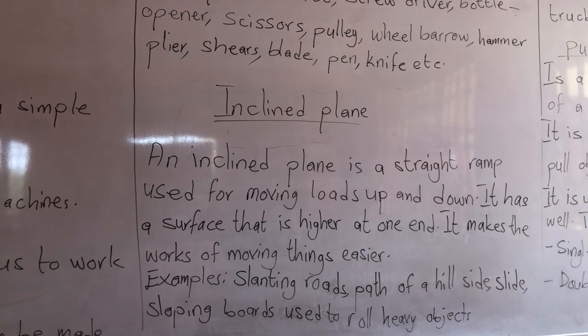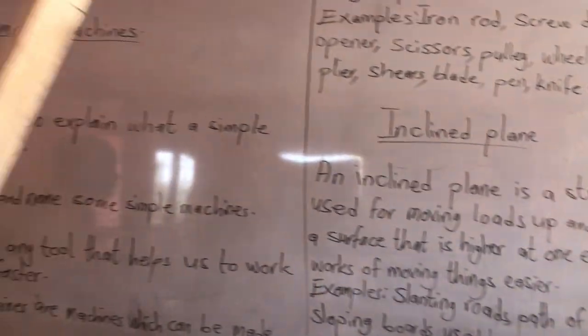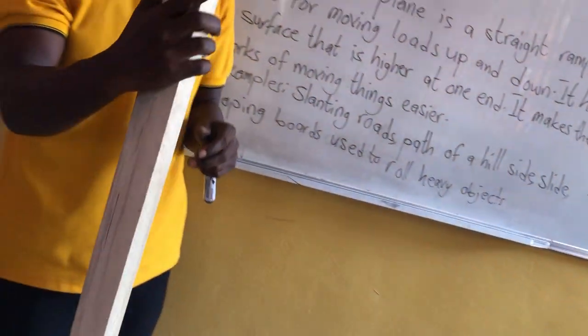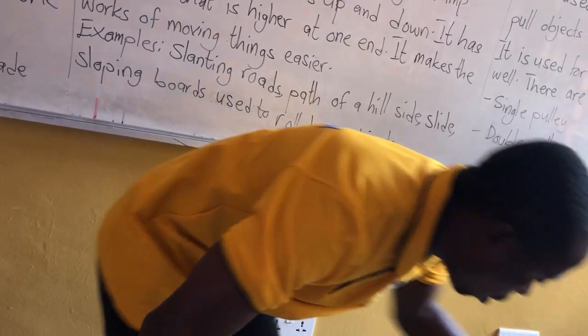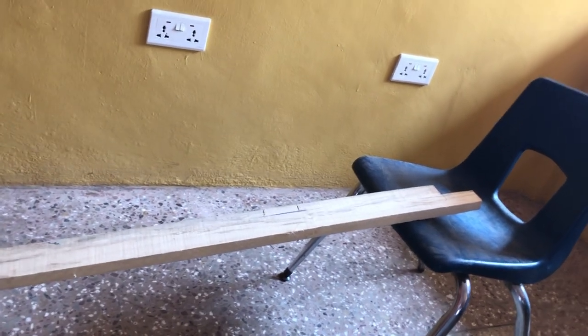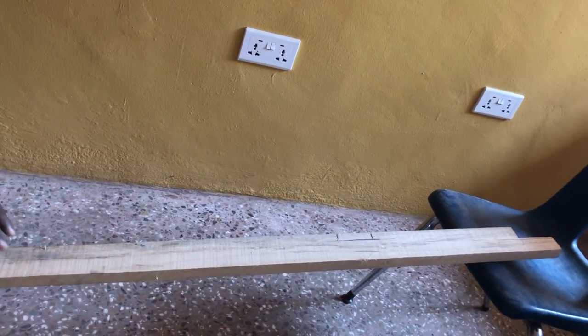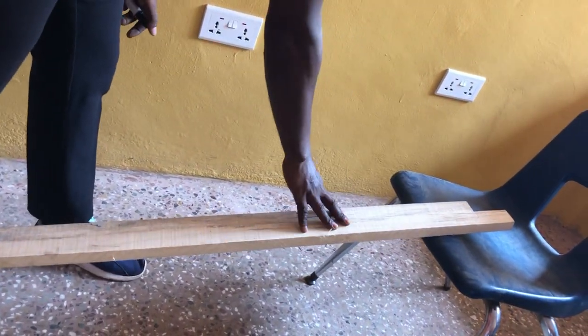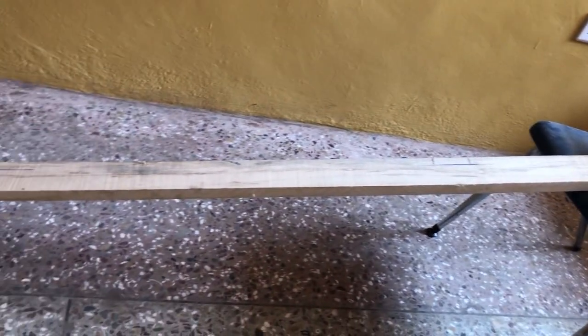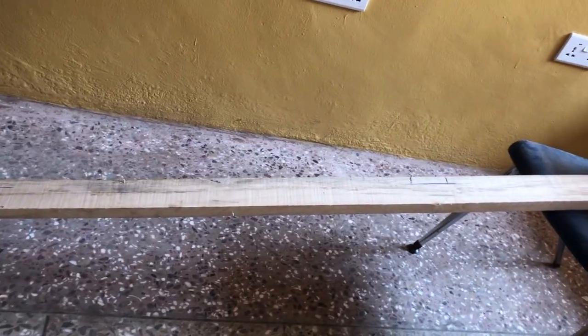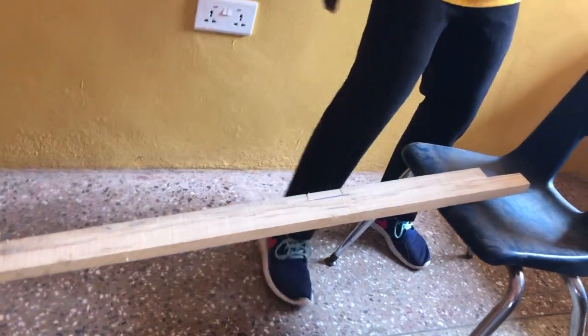Now let's look at this example of an inclined plane. This is a bar. When it's placed on a height like this, it becomes an inclined plane. When I want to climb this table, for example, it will be very difficult. For a child, it will be difficult. But when you place the board on the chair like this, the child can climb it and reach the top of the chair.